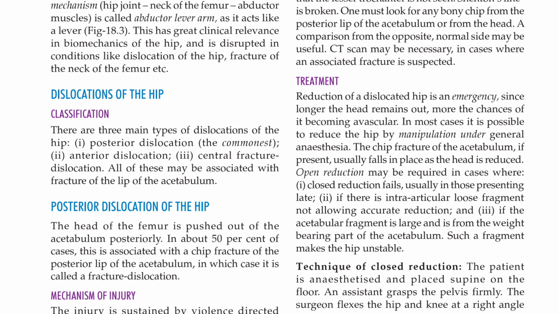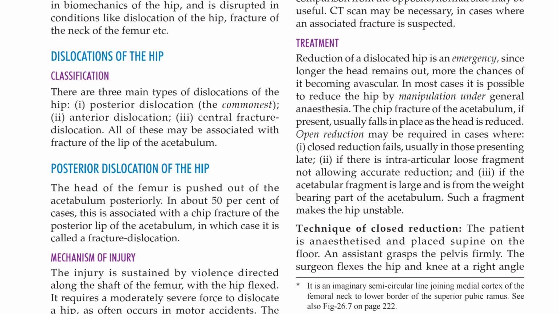So how will we do reduction? Treatment is reduction of dislocated hip in an emergency, since the longer the head remains out, the more the chances of it becoming avascular. In most cases, it is possible to reduce the hip by manipulation under general anesthesia. The chip fracture of acetabulum, if present, usually falls in place as the head is reduced.